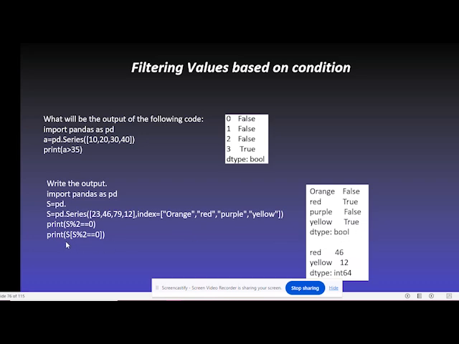Now here one more print statement is there. That is S, then in the square brackets S modulo 2 equal to 0. Here it is passed inside the square brackets. So what will happen? Not the boolean values, the values in the series will be returned if the condition is true. So the first one is false, second one true, 46. That 46 will be returned, which is the index red and 46. 79, no, false. Next one is 12, that is true. So yellow and 12 will be returned. Red 46, yellow 12. Dtype is int64.